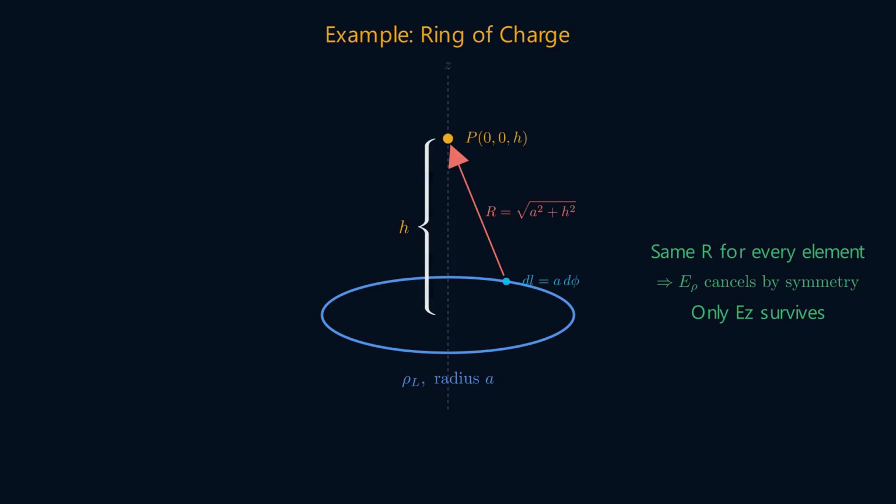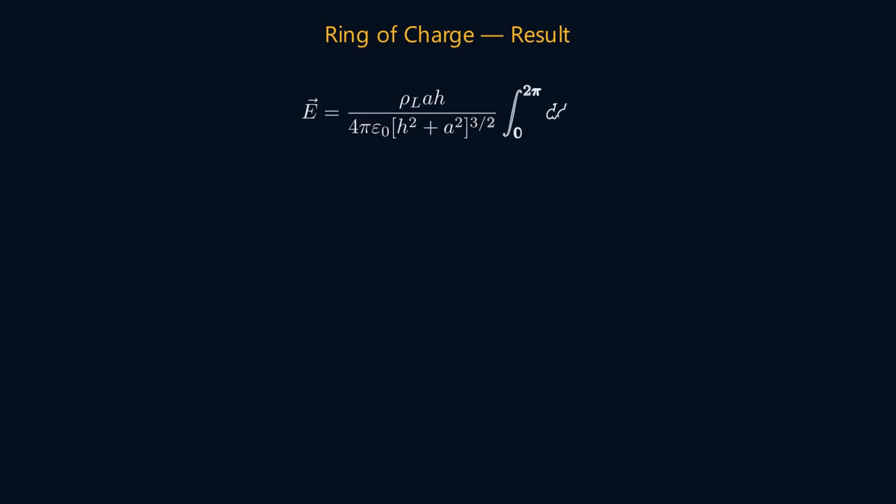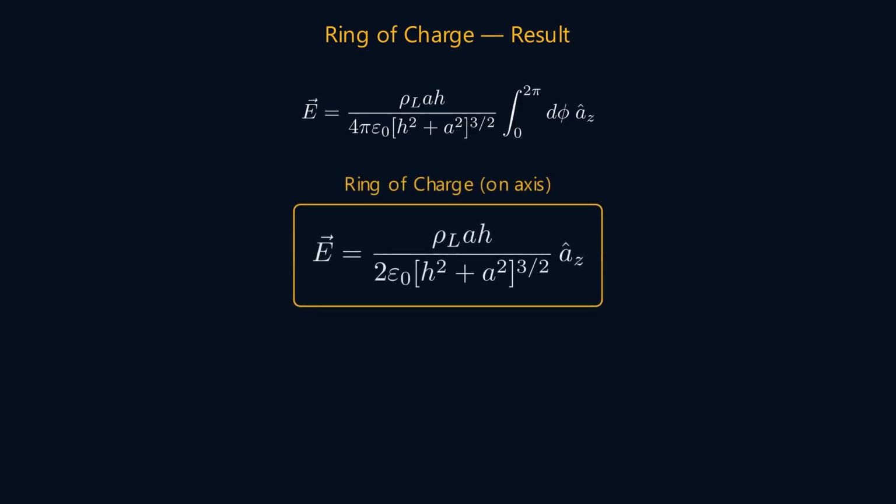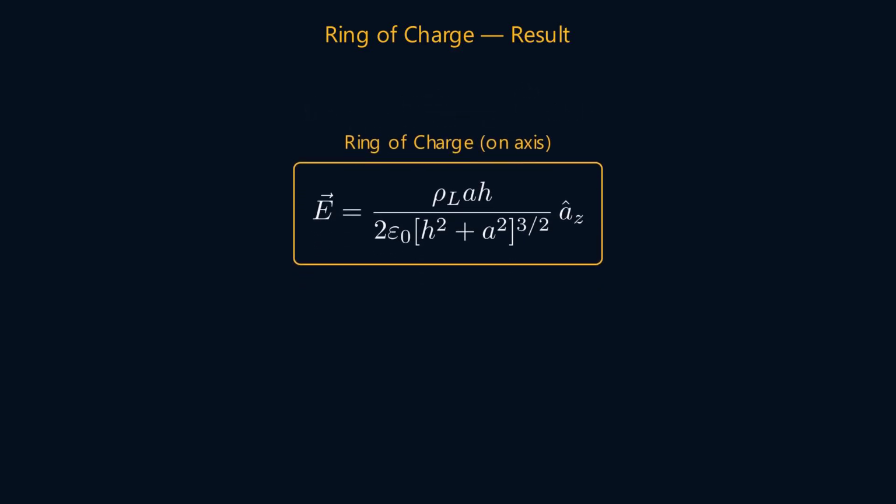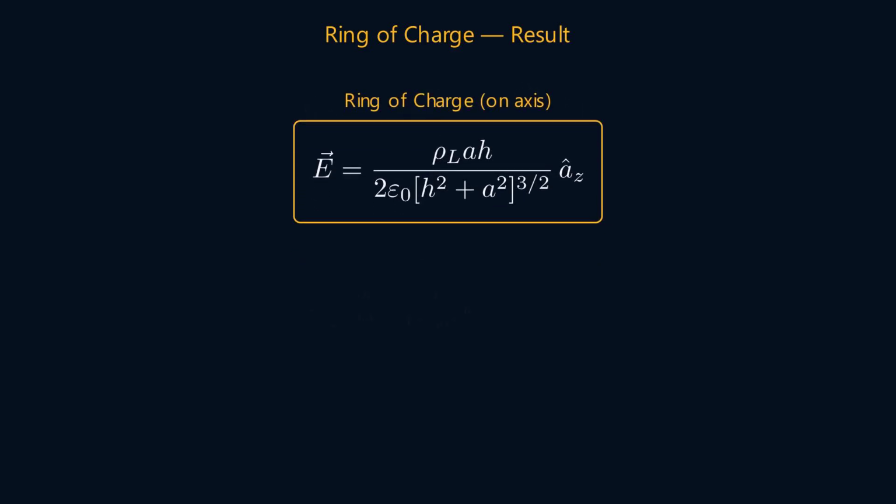The vector R from an element to P has components minus a in the aρ direction and h in the az direction. By symmetry, the horizontal components cancel. For every element, there's one on the opposite side of the ring that cancels its radial contribution. Only the z component survives. Integrating around the ring from 0 to 2π, we get E equals ρL times a times h divided by 2ε0 times the quantity h squared plus a squared to the 3/2 power, all in the az direction.